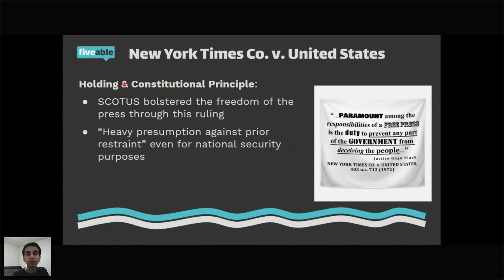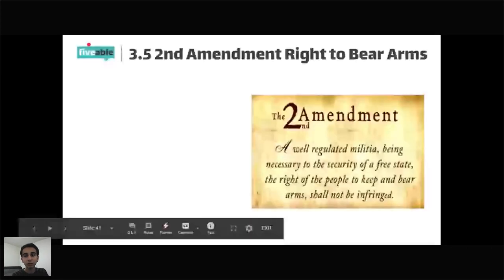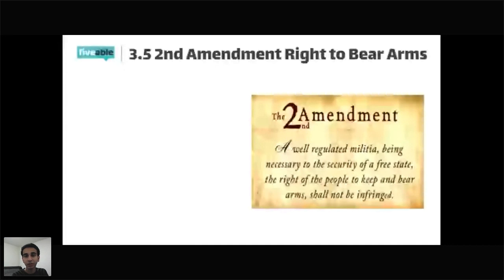Basically they said there was going to be a heavy presumption against prior restraint, even for national security purposes. So there has to be obscenity or immediate and direct danger to national security for them to invoke prior restraint. He said in this case that was not there, so they couldn't really restrict that publishing. So really 3.4, all that was the Supreme Court case, which was New York Times versus the United States. If you have any questions, again, go ahead and put that in the chat.